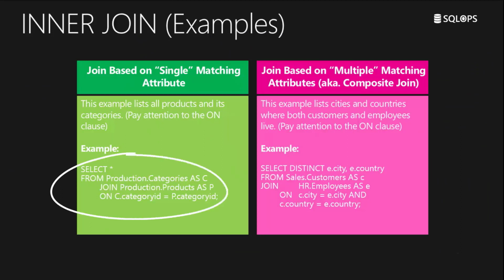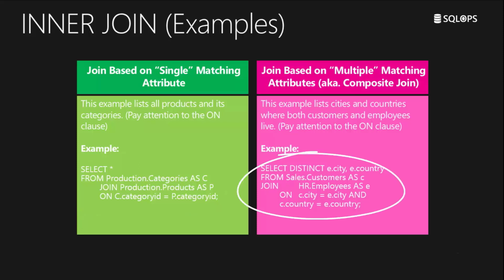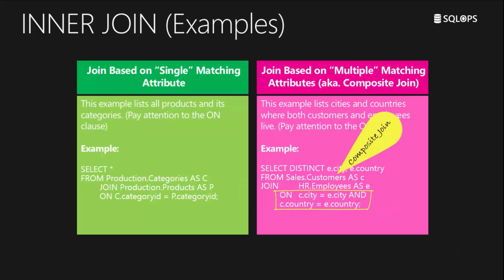The query on the left results in all the products and their categories from the categories and the products tables joined on the category ID column. So that join is based on a single matching attribute, which is the category ID. The query on the right displays all the cities and the countries where both the customers and the employees live. In the on clause, you can see that the join is performed on both the city and the country columns. Since this join is based on multiple matching attributes, it's called a composite join.